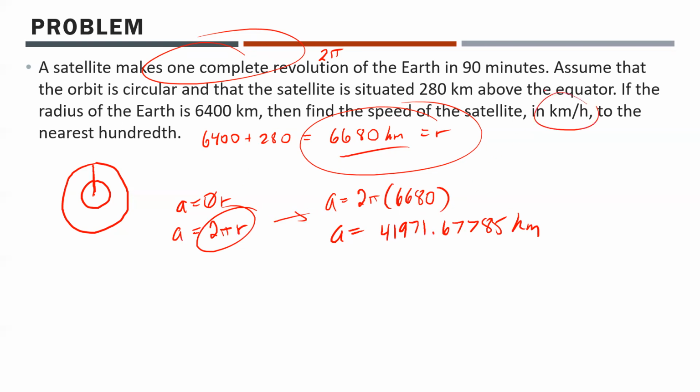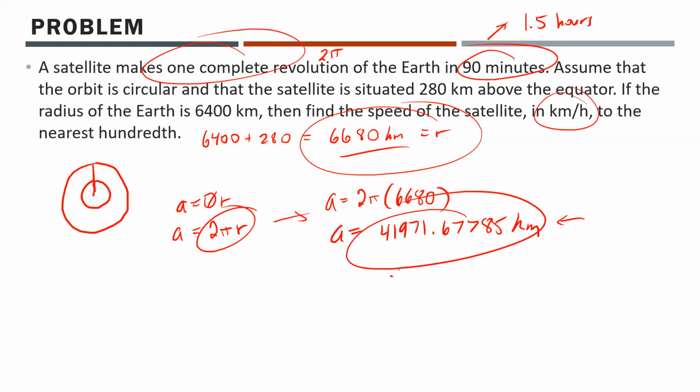Now, we want to divide the distance the satellite has traveled by its time. Distance divided by time, kilometers over hours, kilometers per hour. That is going to give us our speed. Just keep in mind, we have kilometers for our distance. They give us minutes for our time, but the good news is 90 minutes, just divide that by 60 and you'll find that's 1.5 hours. So just take this distance and divide by 1.5 hours.